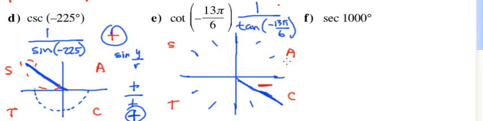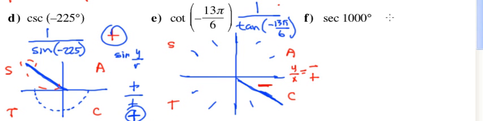Or, if you use the tan ratio, tan is y over x. In this quadrant, we're below the axis, so y is negative. We're to the right, so x is positive. Negative over positive comes out negative again. So once again, they match.